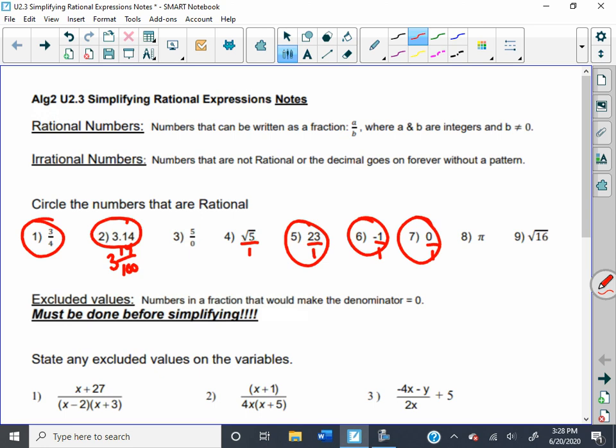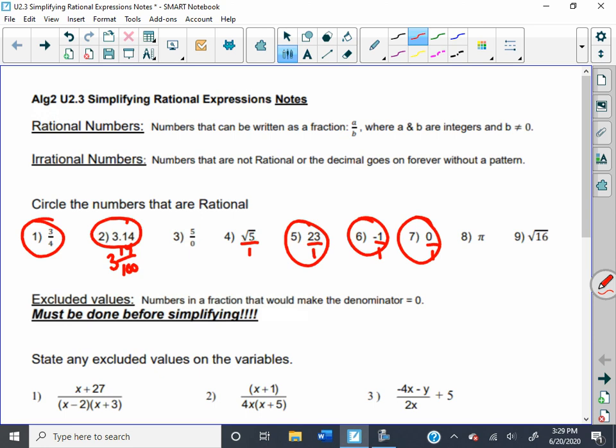Number 8, pi, the symbol pi. If you put pi in the calculator, it's going to be 3.14, and it's just going to go on forever on your calculator, and it doesn't ever repeat and never stops. So that means pi is not rational. It's an irrational number.